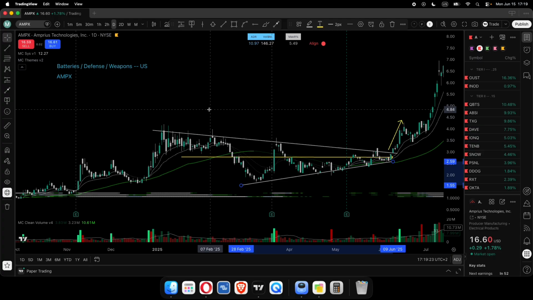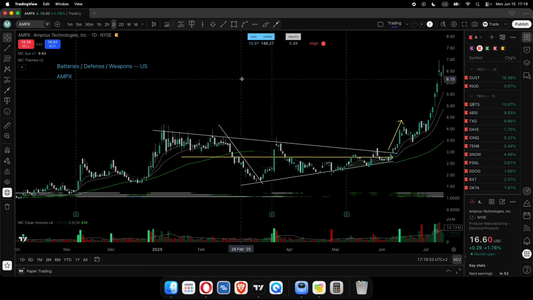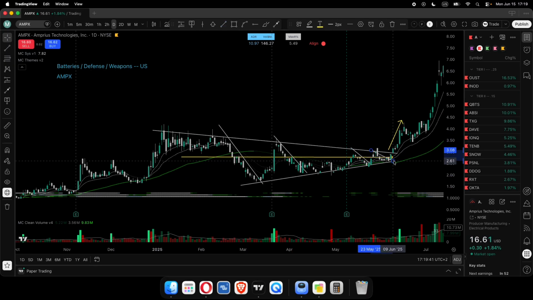So a few things about bases. I want to see waves of volatility contraction, like here. You see, this is one wave, this is another wave, this is another wave, and another wave, and so each wave is smaller than the previous one until it reaches a point where you have a very tight range.